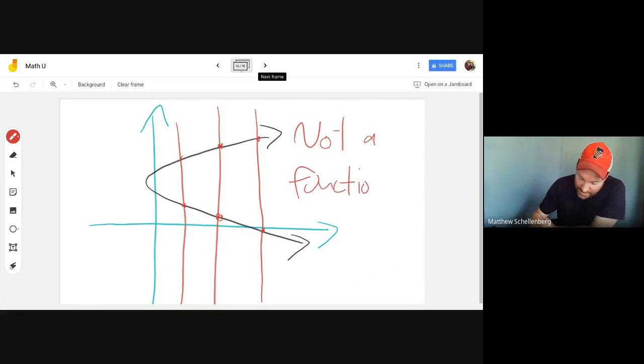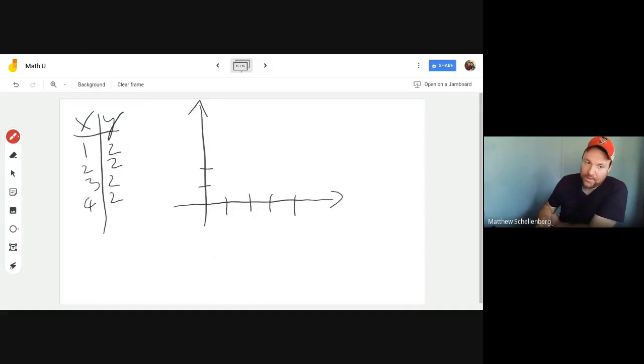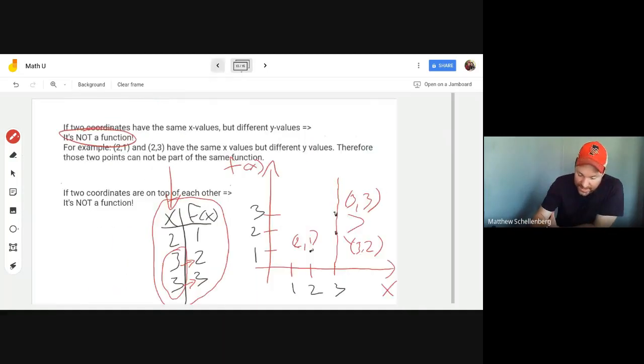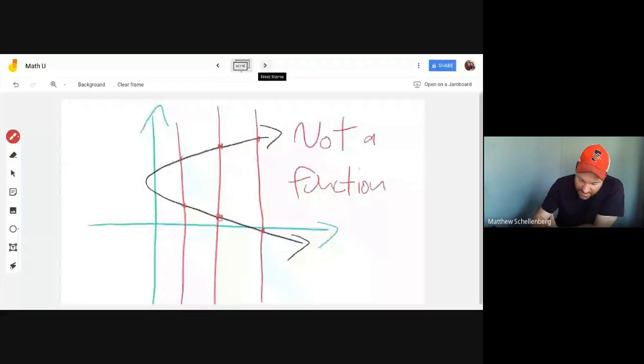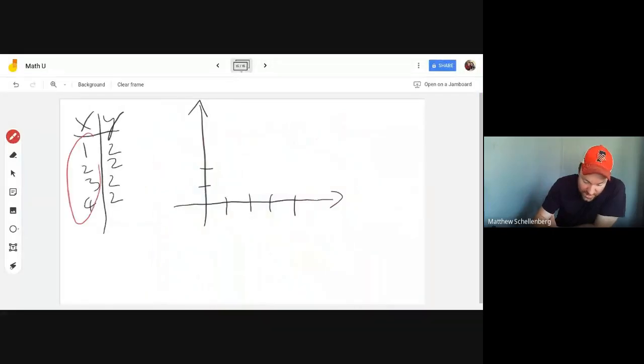One quick addendum that you need to know is, what about something like this? Here we have 1, 2, 3, 4, but look at the y column. They're all the same. Is that okay? Could that happen? Well, sure, because like the rule said, it's just about if you have the same x values but different y values, then it's not a function. Do we have the same x values? No. These are all different.